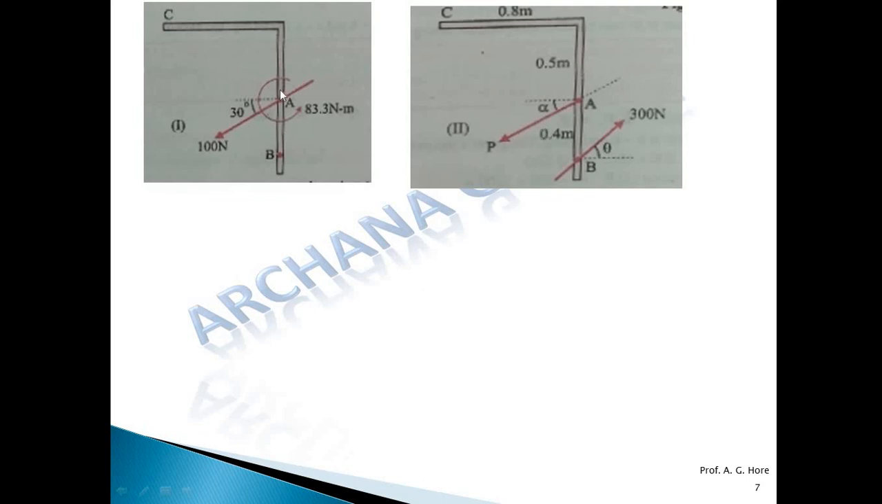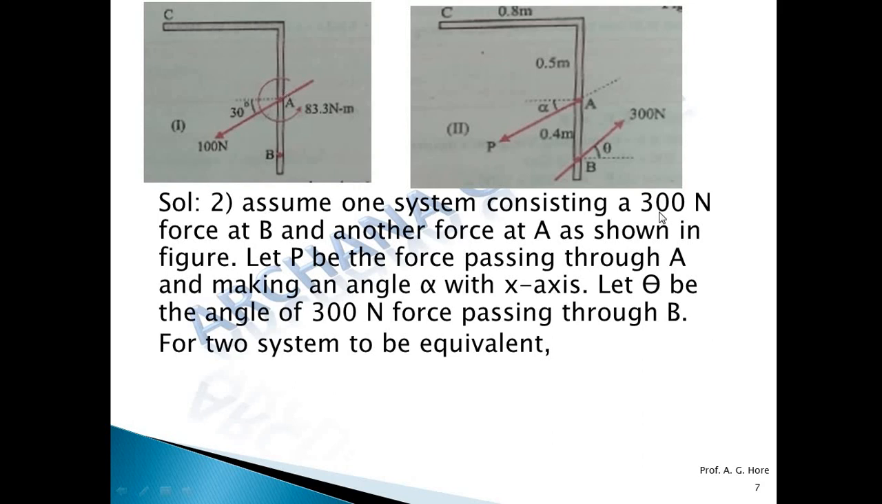So what is given? Assume one system consisting of a 300 Newton force at point B. Okay, so only magnitude is given, direction is not given. We assume that it is in the first quadrant, having the angle theta with x-axis. Okay, and another force at A as shown in the figure. Let's assume that this force is P, whose direction and magnitude are both not given, which is at point A.